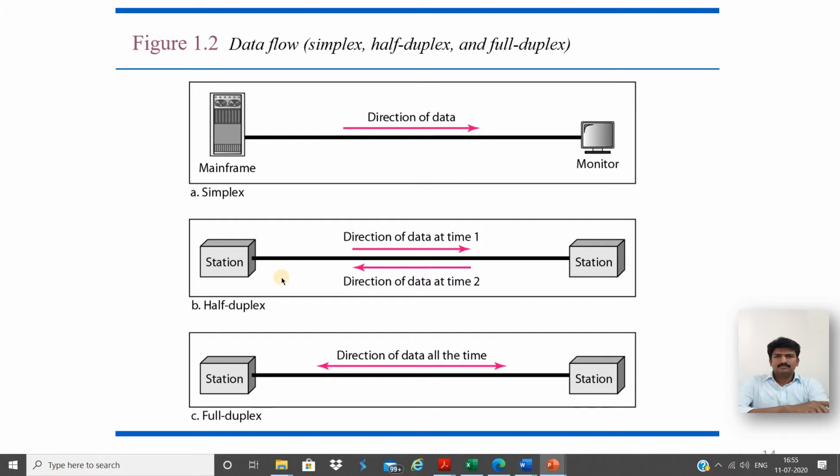And half duplex, here both stations, computers, laptops, all these things, can communicate with each other, but not simultaneously. Only station 1 can transfer the data to station 2. While this process is going on, station 2 cannot transfer the data to station 1. But once station 2 starts transmitting the data to station 1, at that time station 1 is not allowed to transmit the data. This one is half duplex. And full duplex, here they can transfer the data simultaneously.